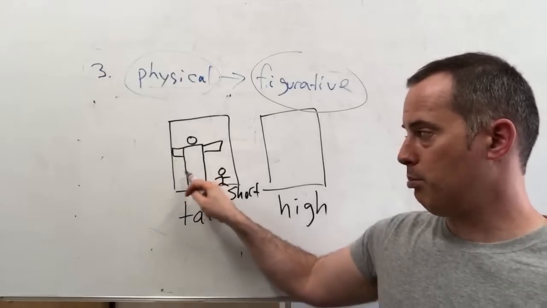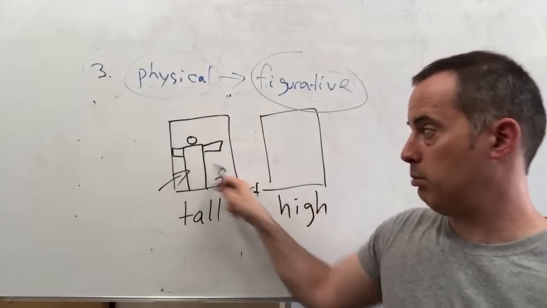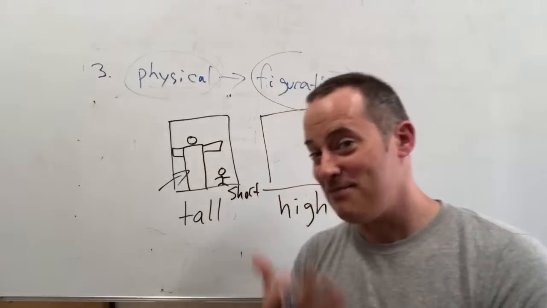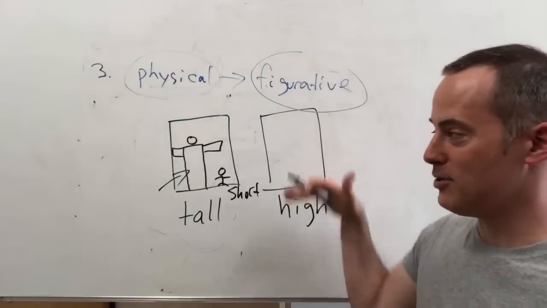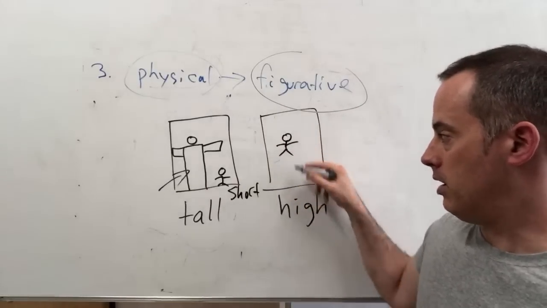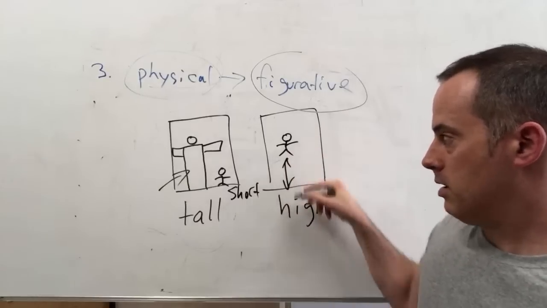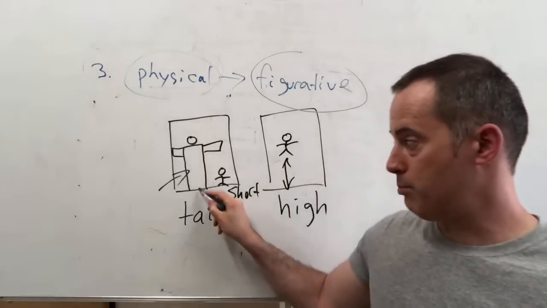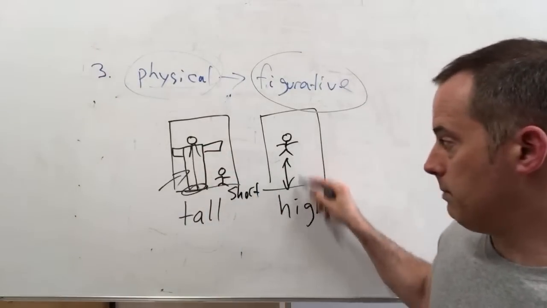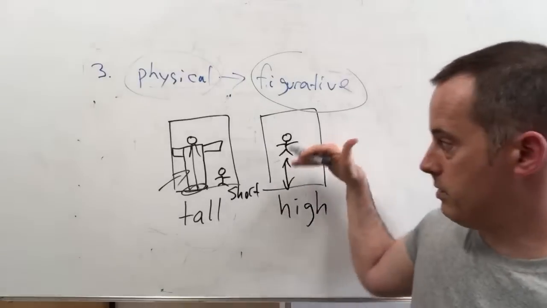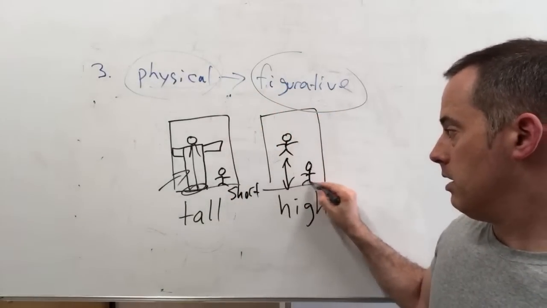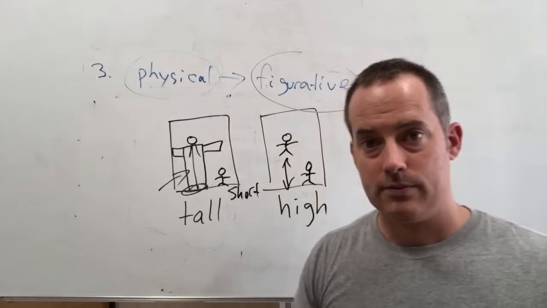So we have a tall person, like this is a tall person compared to this one, but a high person, well, there might be some different uses of high, but if we're just talking about the physical one, I might be talking about a person up here. So there's some space between that person and the ground. This person from the ground to here means tall, but from here there's actually space. This person is up higher. So this person is up high, and this person is lower down, okay?